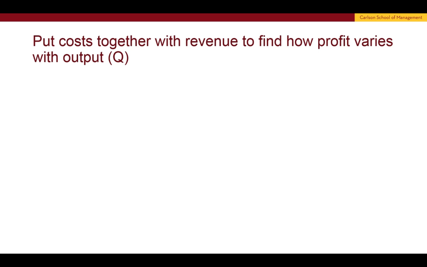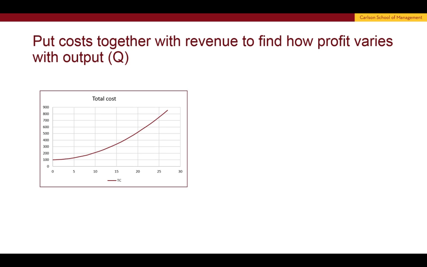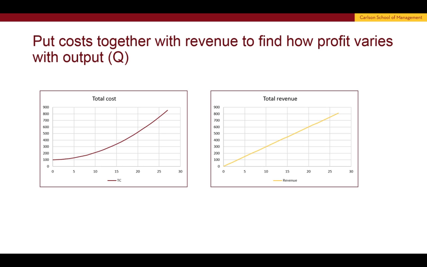So if we put costs together with revenue, we can find how profit varies with output. Let's take a look at some familiar pictures. On the left-hand side here, we have the total cost curve that we encountered before. It's that usual shaped TC curve. Over here, we have total revenue as a function of quantity. So this total revenue is just P times Q, because remember, the price is constant no matter how many units of output the competitive firm produces.